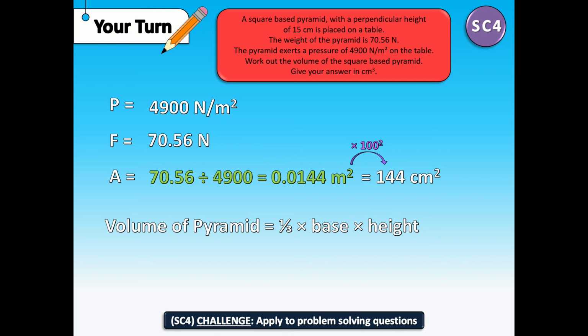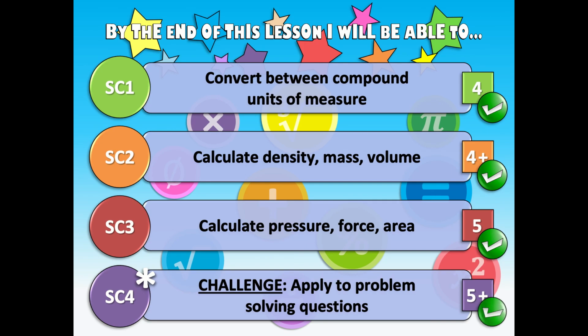And the volume of the pyramid is a third times the base times the height. So we know the base is 144 and we're told it has a height of 15 centimetres. So the volume of the pyramid is 720 centimetres cubed. And now we've completed success criteria 4.